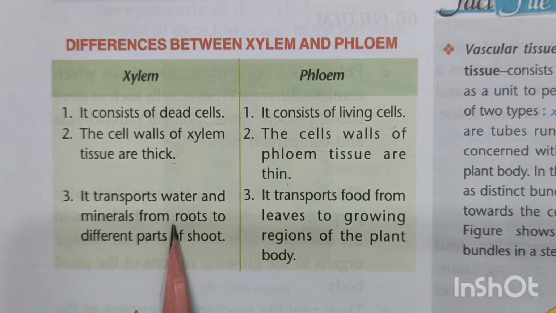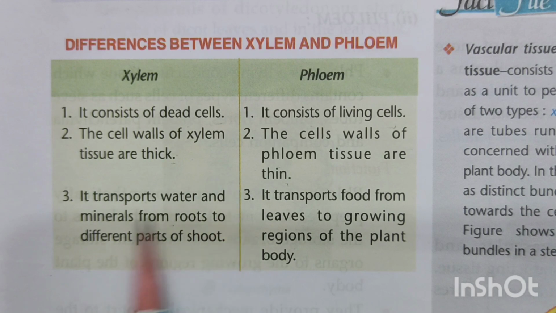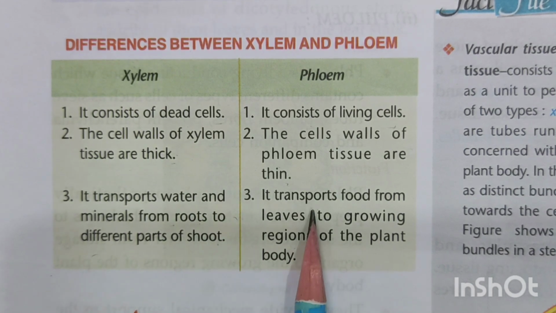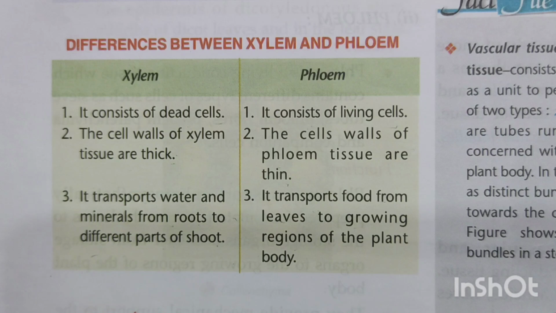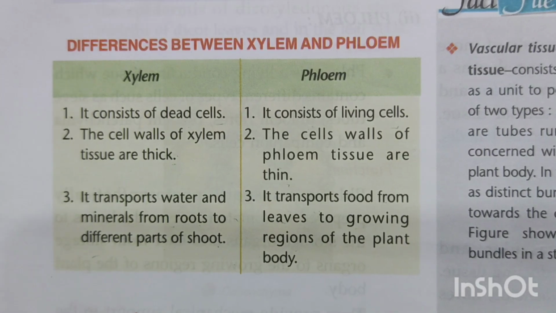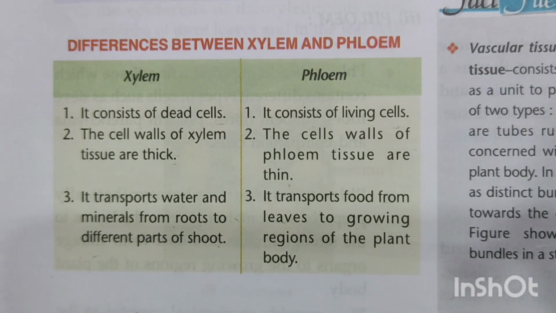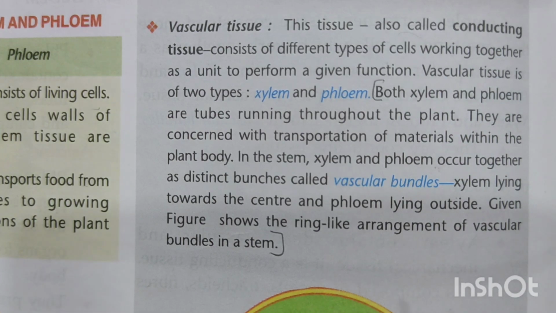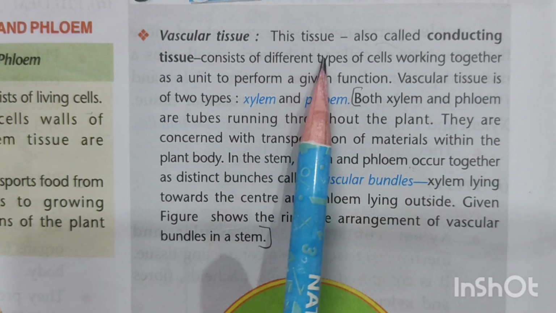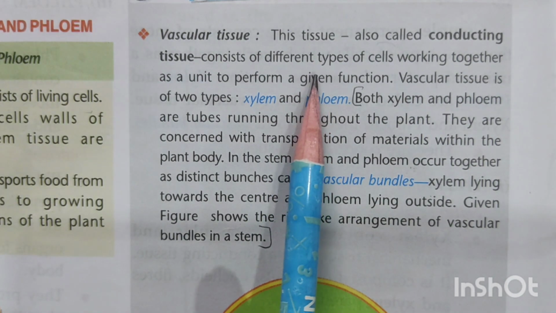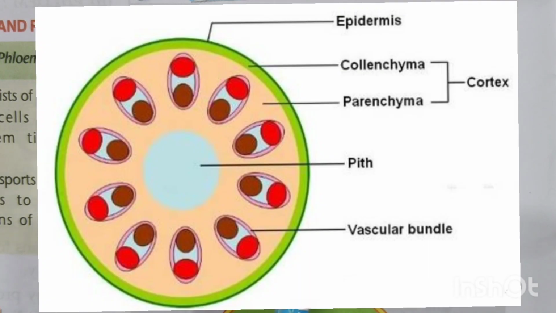Now, the function of the two, children: xylem helps to transport water and minerals from the roots to the different parts of the shoot, and phloem transports food that is prepared in the leaves to all the other parts of the plant body. So these are the three differences between the xylem and the phloem. Very important. Now, there is a fact file given over here, children. I am reading this because it contains some knowledge that you should know.